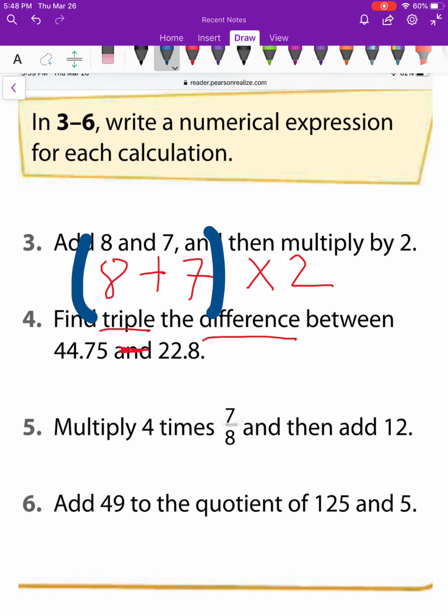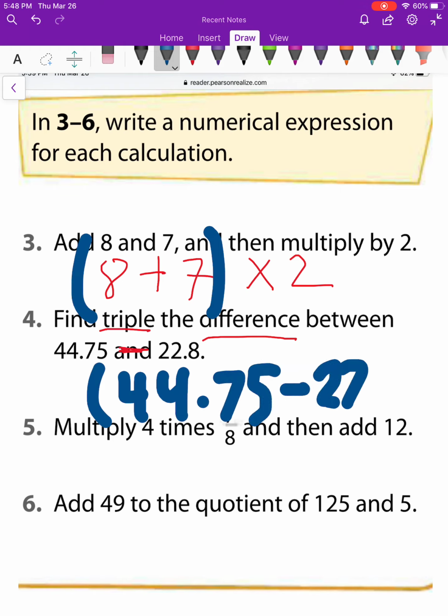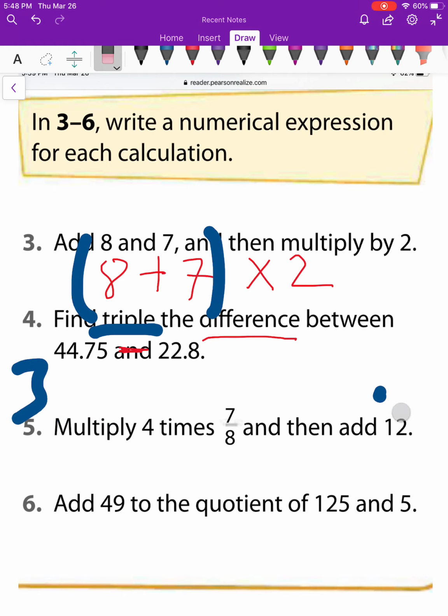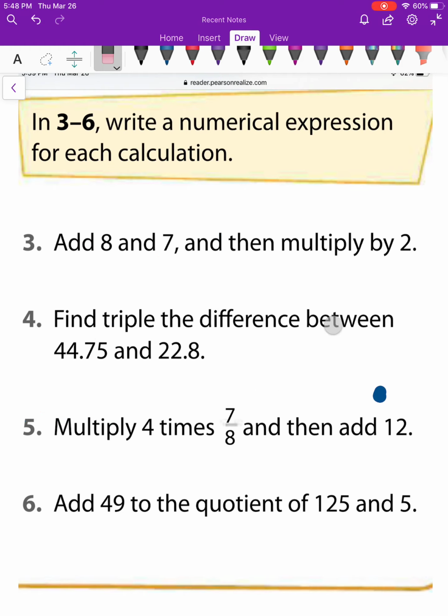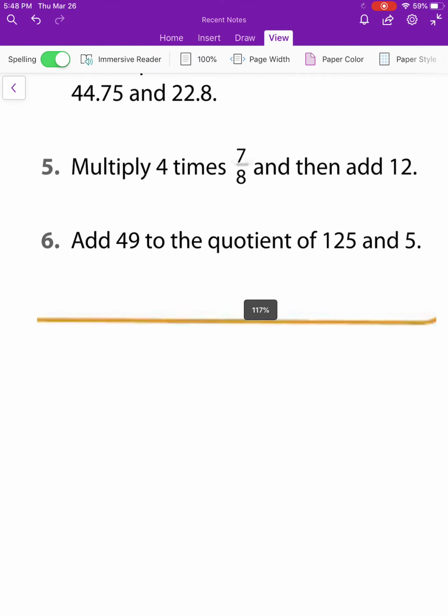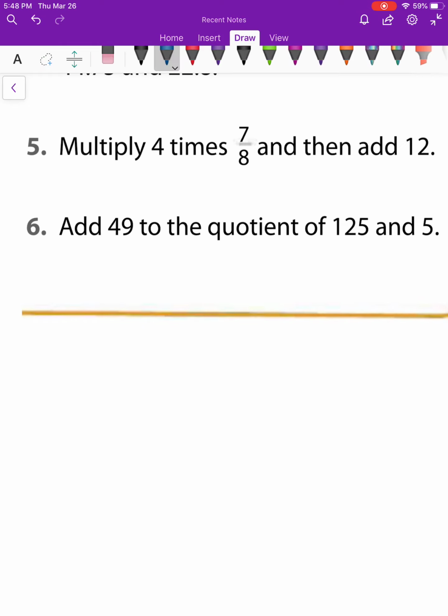So it is 44.75 minus 22.8, all of them multiplied 3 times, which means triple. Okay, now let me erase this. We are done with 3 and 4. Why? To make space and make it clearer. Okay, and let us go up here to number 5. Yes, Ayman, are you ready?